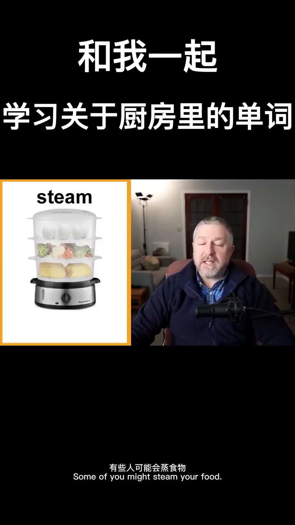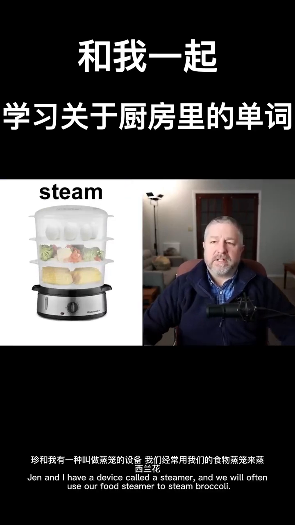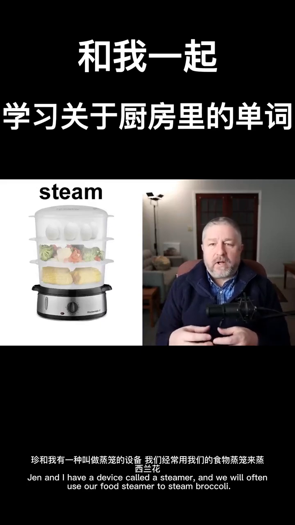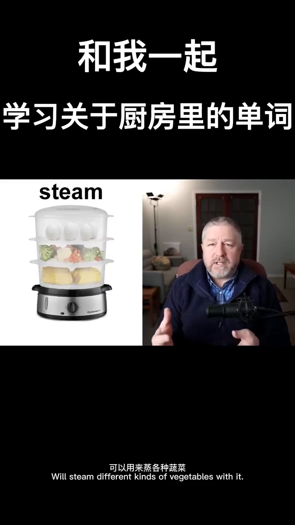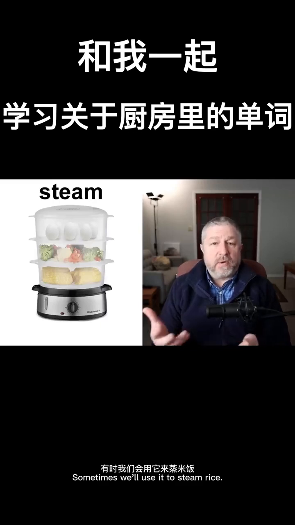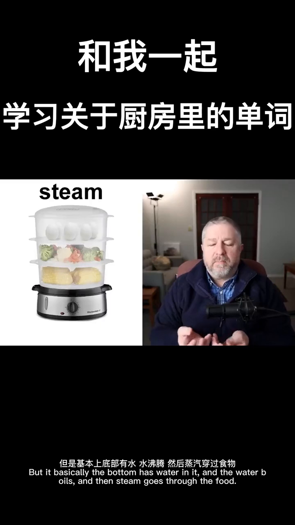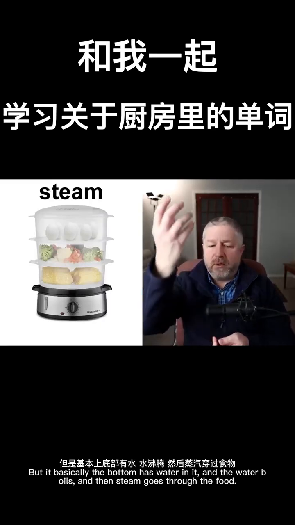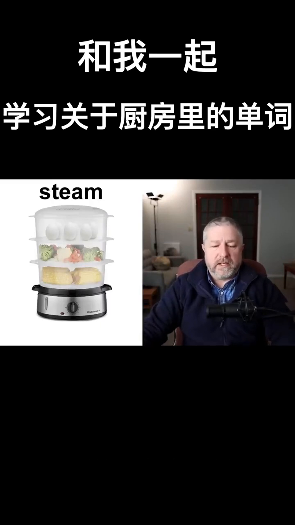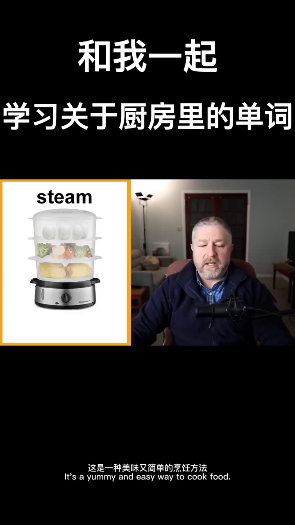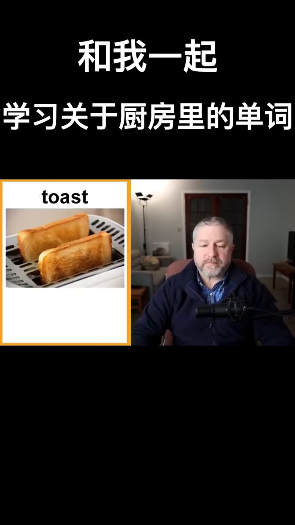Some of you might steam your food. Jen and I have a device called a steamer, and we will often use our food steamer to steam broccoli. We'll steam different kinds of vegetables with it. Sometimes we'll use it to steam rice. Sometimes we'll use it to steam corn, like in this picture. But it basically, the bottom has water in it, and the water boils, and then steam goes through the food. It's a yummy and easy way to cook food.